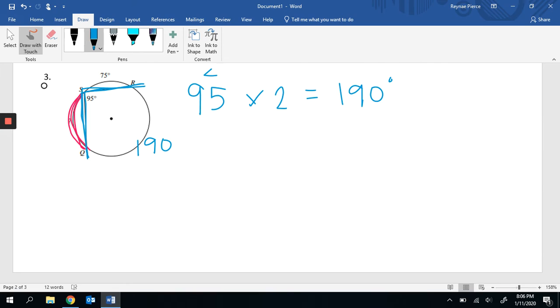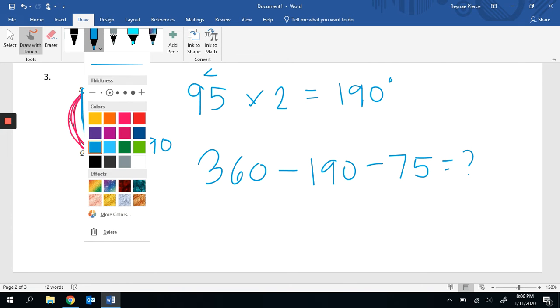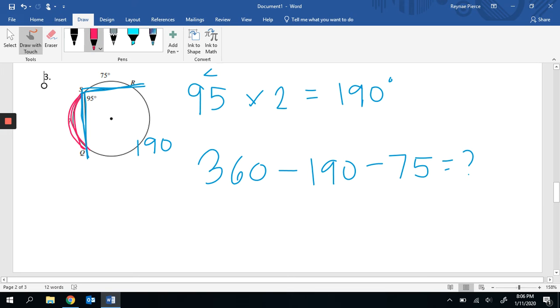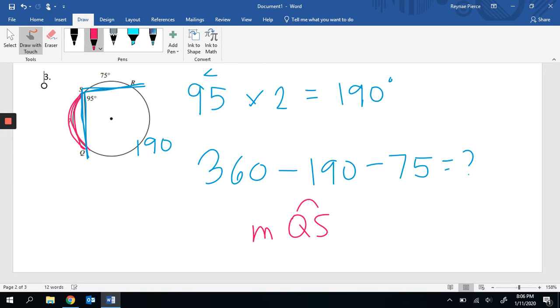In a whole circle, there are 360 degrees. So if we have 360 degrees total, we've already used 190, and we've already used 75. We need to figure out how many degrees we have left for the measure of QS. So 360 minus 190 minus 75 lets me know that the measure of arc QS is 95 degrees.